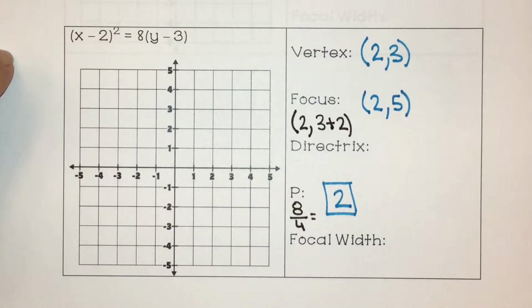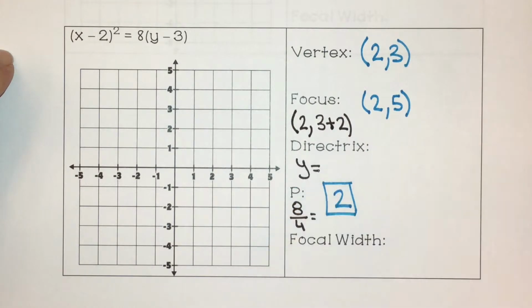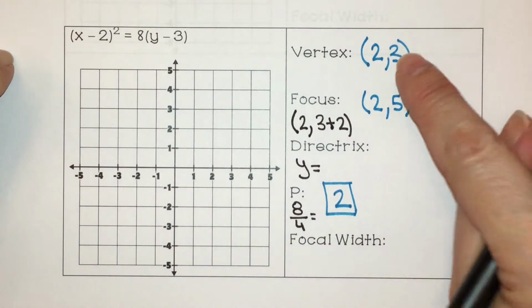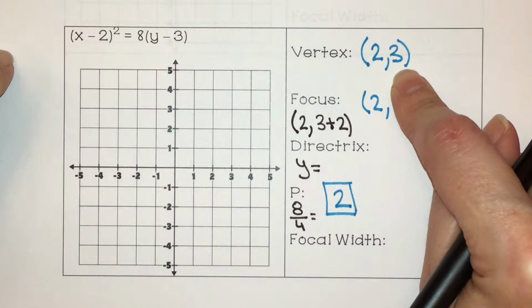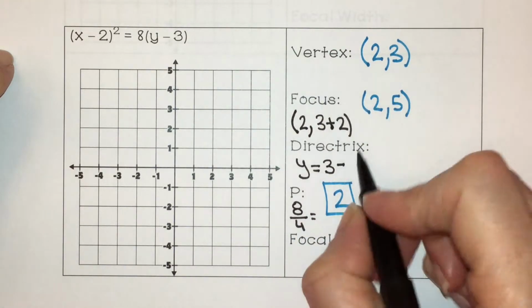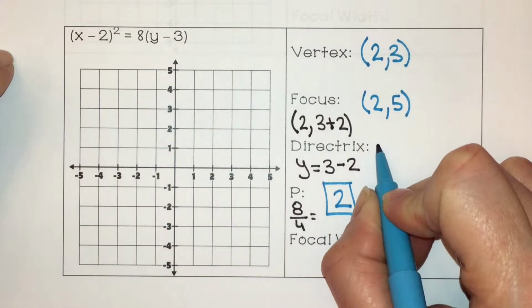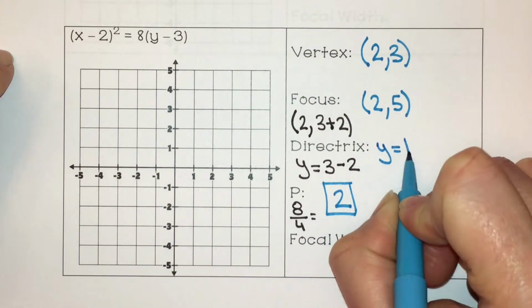All right, our directrix is going to be a horizontal line where y is equal to the y-coordinate of our vertex, which is 3, minus the p value of 2. That means our directrix is where y equals 1.